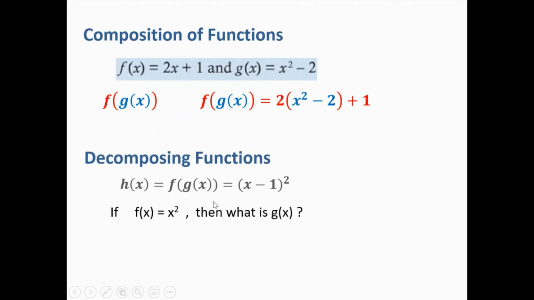Let's decompose functions. So let's say we had one that is composed and we want to break it apart into its original two. So here we have h of x is f of g of x. So some function h of x was made by doing composition of f and g of x. And we know that that composed function is this. Now, if you were told that f of x began as x squared, then what is g of x?